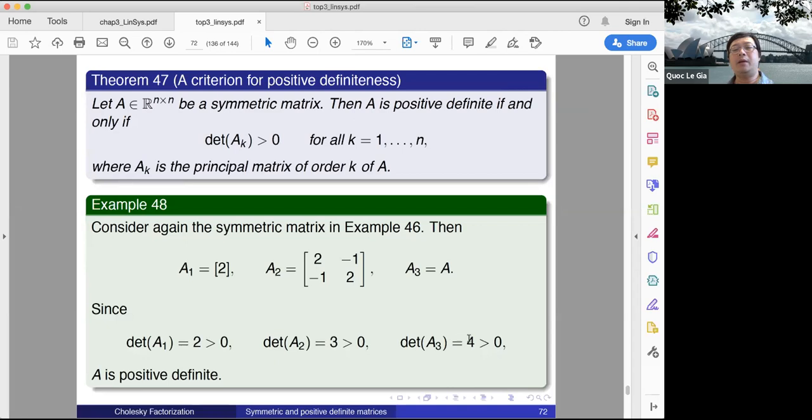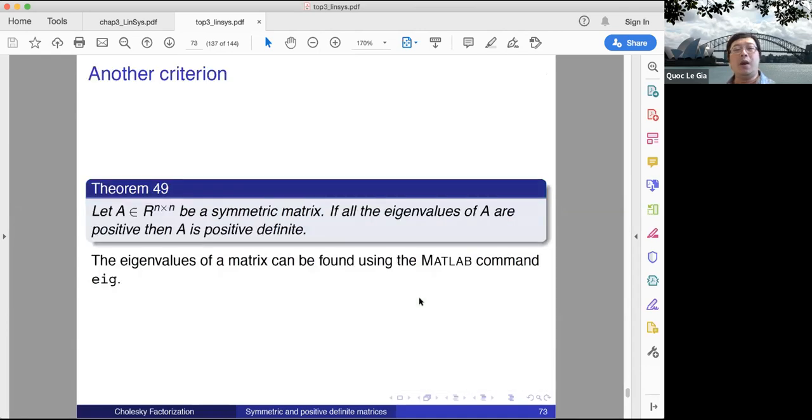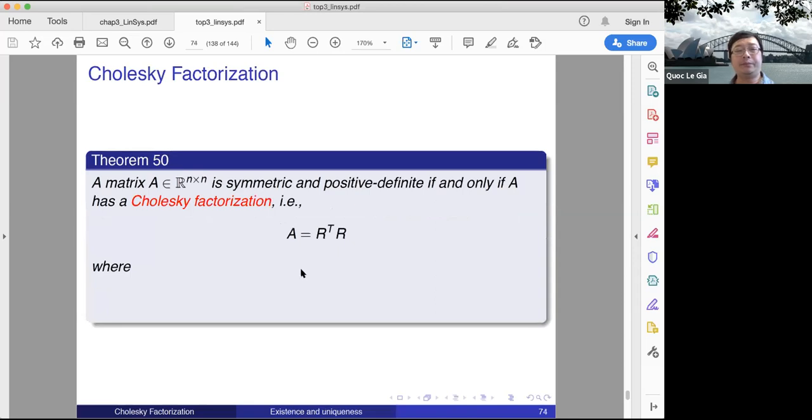And for the determinant of a 3 by 3 matrix, there's a lengthy formula, or you have to do Gaussian elimination and multiply the diagonal entries. So it's a bit lengthy. So another way is you just check the eigenvalues. If all the eigenvalues are positive, then the matrix is positive definite.